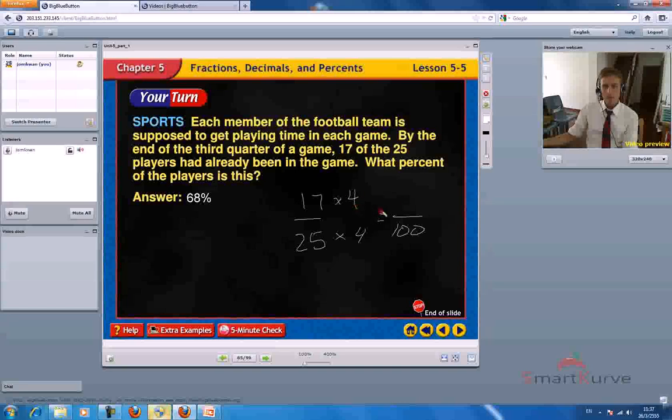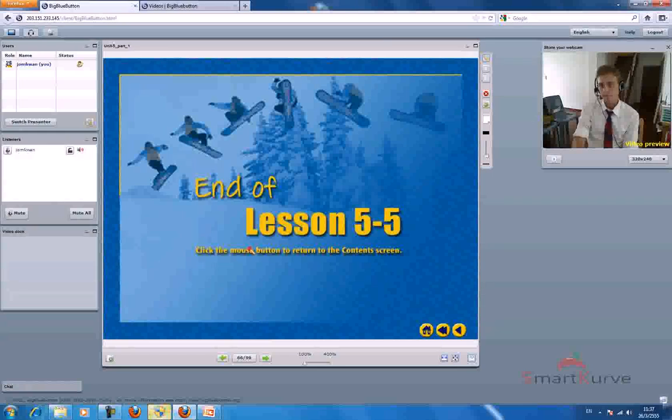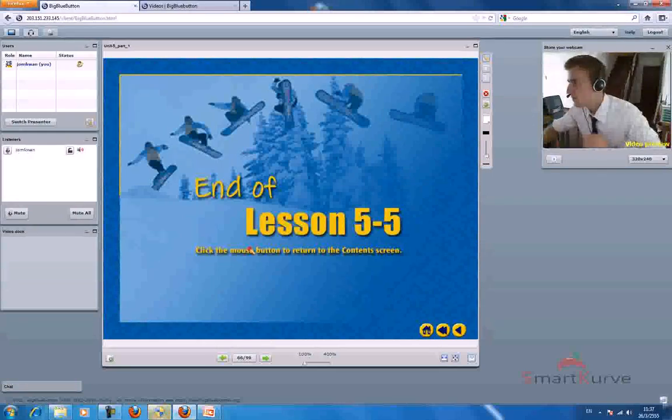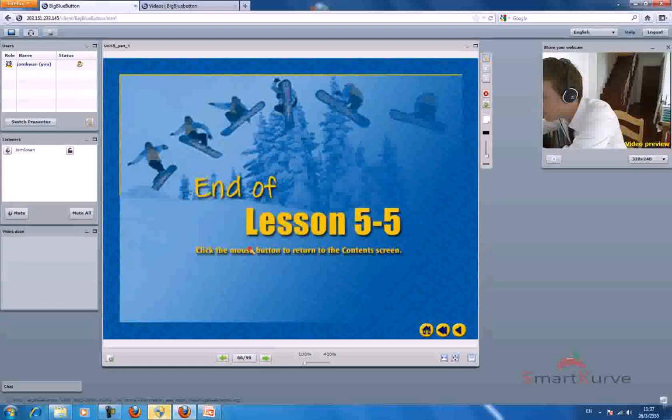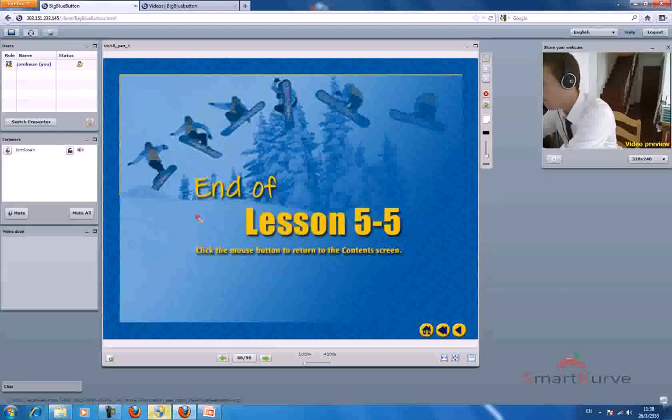Each member of the football team is supposed to get playing time in each game. By the end of the third quarter of the game, 17 out of 25 players had already been in the game. What percent of the players is this? 17 out of 25. Percent is per 100. 25 times what is 100? Times 4. Multiply the top by 4, you get 68. 68% had been in the game. End of lesson 5-5.